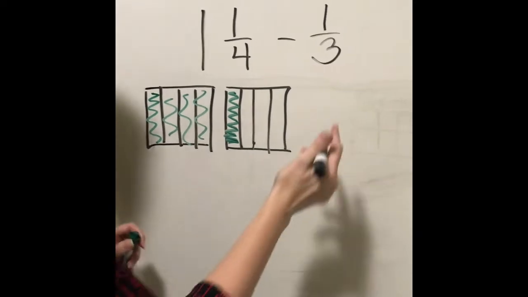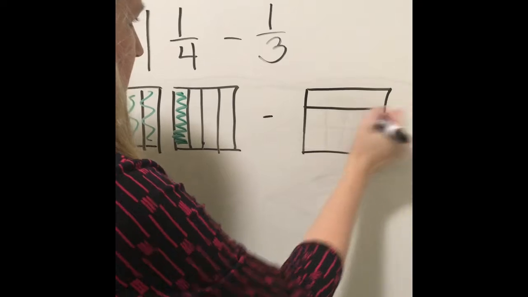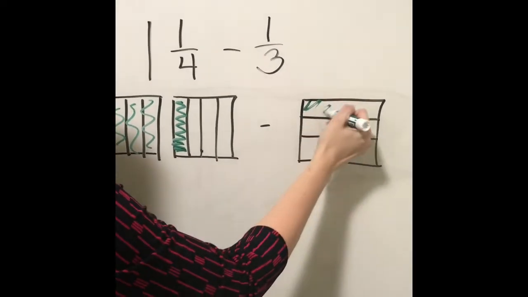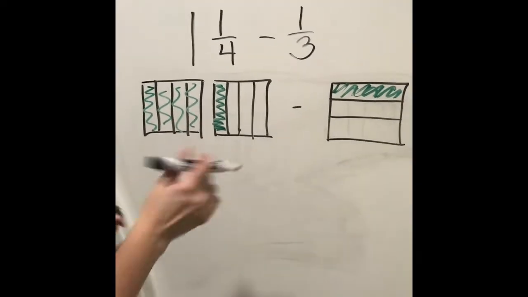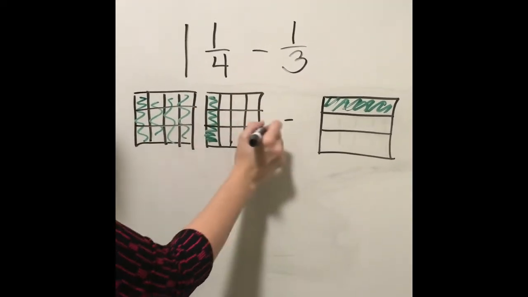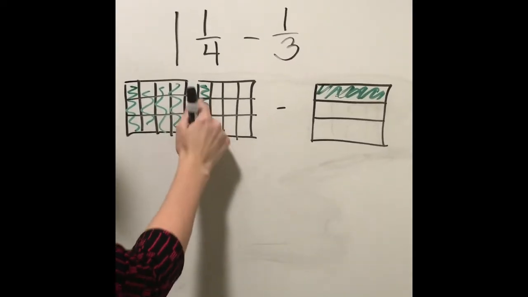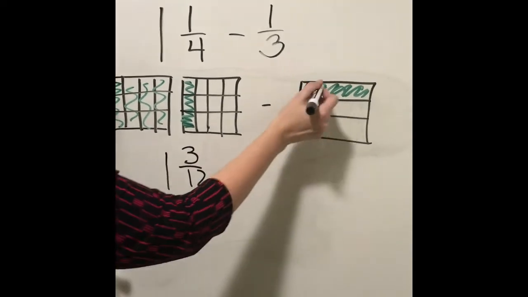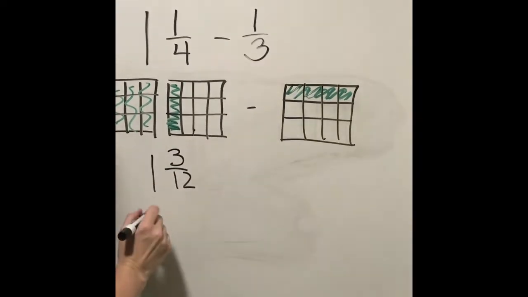And then here we've got minus 1/3. So I'll divide it into thirds. And I'll shade in my third. Now to make our like units, I'm going to divide this one into thirds. And then if I rename what I have, I've got 1 and then 3/12. And then here I'm going to divide this one into fourths. So I have 4/12 now.